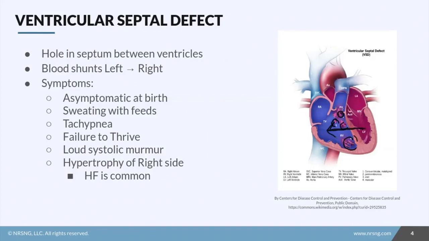And they usually present with sweating with feeds and feeding difficulty. So they really are struggling to have enough energy to feed. And they're also just going to be tiring easily. They've got tachypnea. And failure to thrive, which means they're not gaining weight and growing like we would expect them to because they're not feeding well. And then they can also have a loud systolic murmur. And then over time, if it's untreated, that right side of the heart, again, because it's working so hard, is going to have hypertrophy, and then you can have signs of heart failure develop as well.